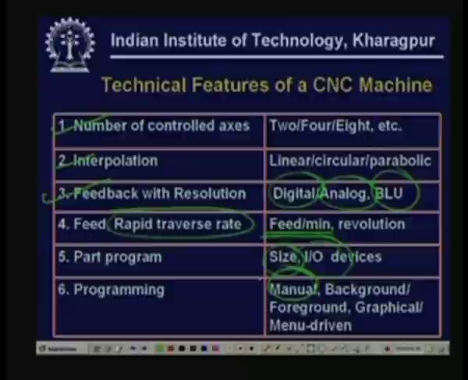When you have background, then you are actually doing things normally, but you can always go to what is known as the background and then start developing some program, while in the foreground something else like a manufacturing operation is actually going on. Similarly, the various environments in which the program developer has to work can be graphical or menu driven. These are very standard things today. So one has to examine what kind of programming facilities exist in the machine before buying it.